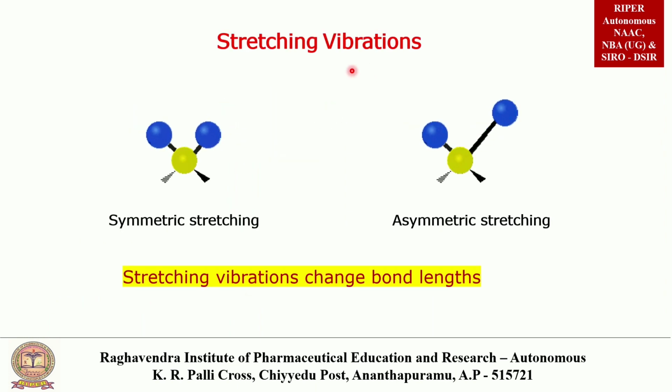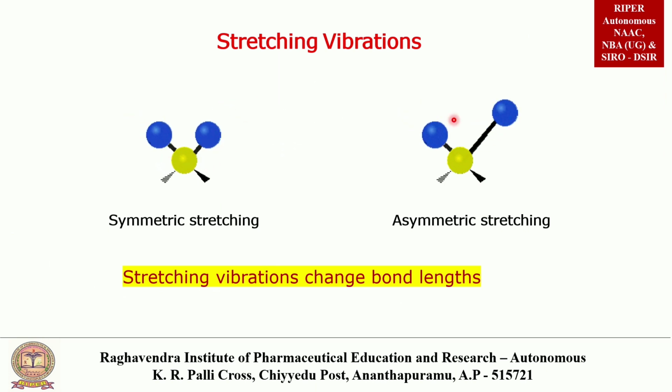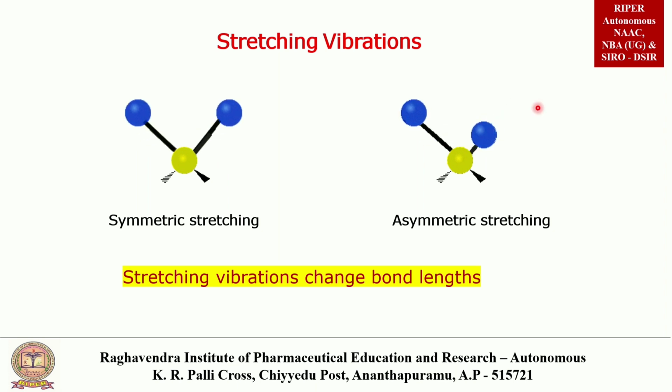Let us see stretching type of vibrations. In this, bond length may vary. In symmetric stretching, bond length may increase or decrease symmetrically. In asymmetric stretching, one bond length is increased, and another one is decreased.